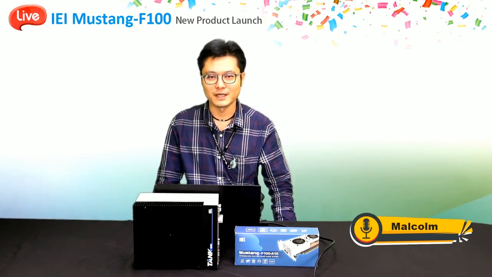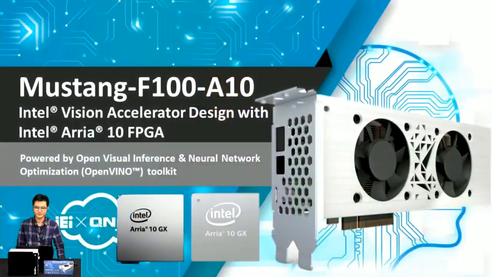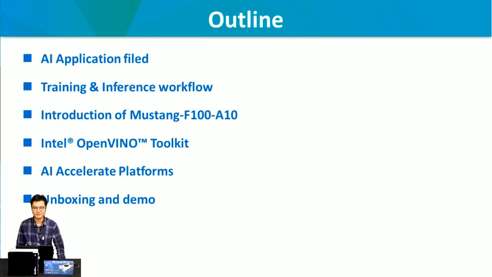Today I'm going to introduce the IEI Mustang-F100-A10 acceleration card. Mustang-F100-A10 is an Intel Vision accelerator designed with Intel Arria 10 FPGA and is powered by the OpenVINO Toolkit, the Open Visual Inference and Neural Network Optimization Toolkit. Here's the outline of this presentation.